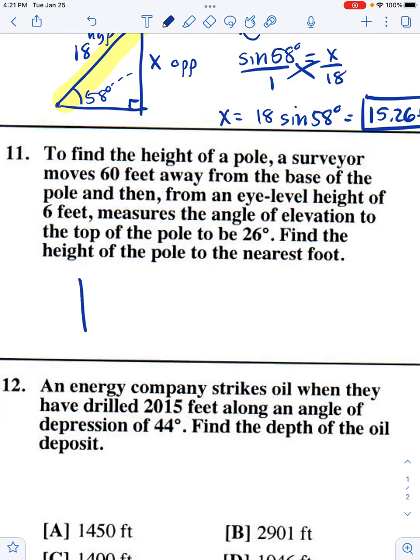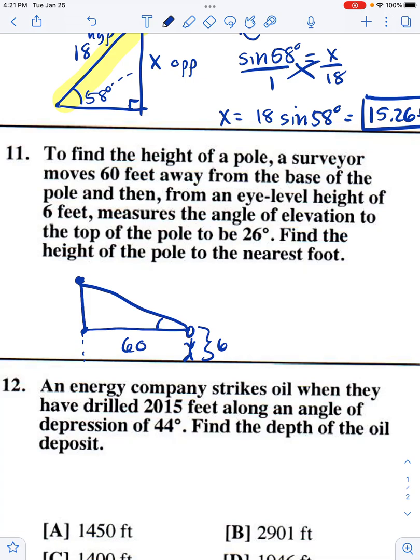These are a lot of words. To find the height of a pole. Okay, there's my pole. A surveyor moves 60 feet away from the base of the pole. Okay, there's 60 feet away from the base of the pole. And then from an eye level height of 6 feet. Okay, so this is actually my little surveyor guy. And he, or she, is apparently 6 feet tall. The angle of elevation. So this is the top of the pole.